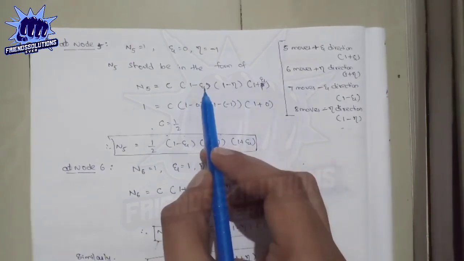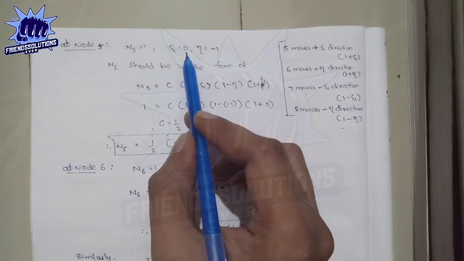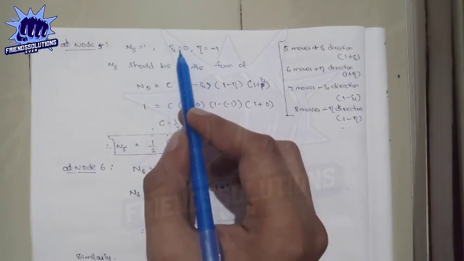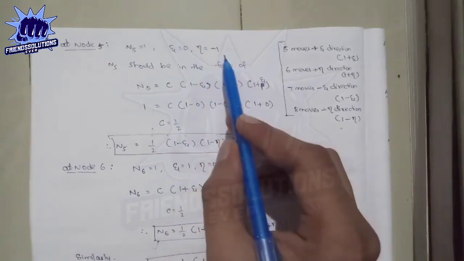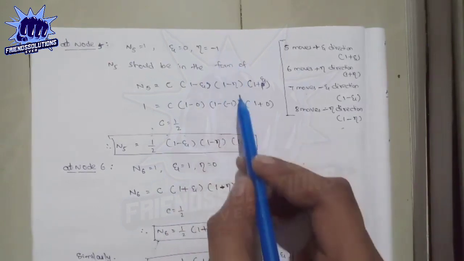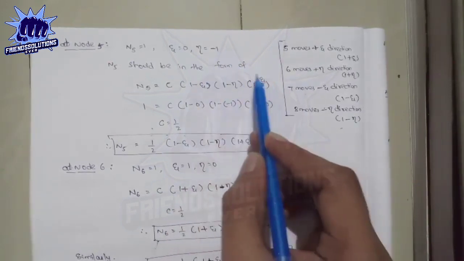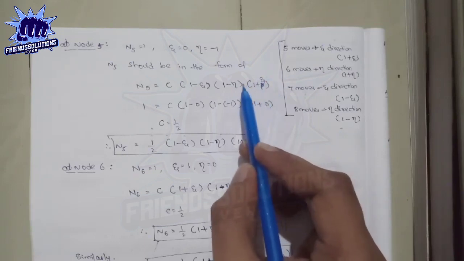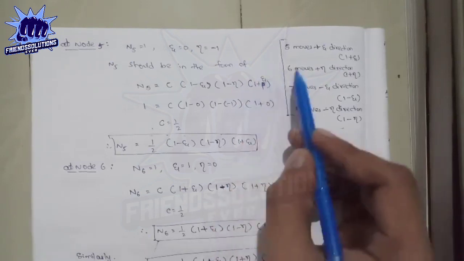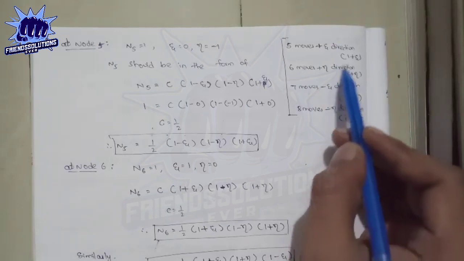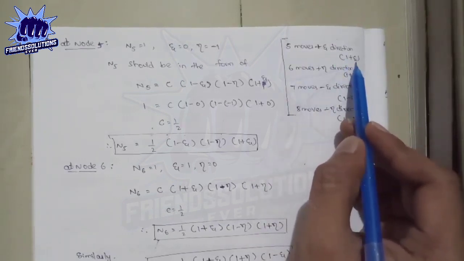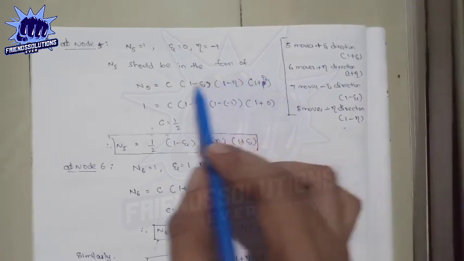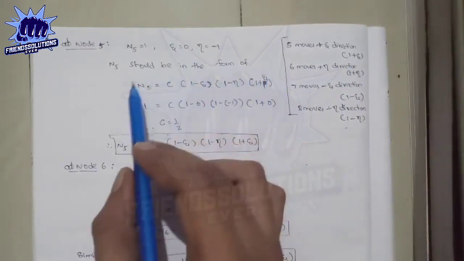Here, for (1 minus xi), if 0 is there, then you should keep minus, so minus is automatically used. And here one extra factor is multiplied. How does it come? It comes from this logic: for the fifth node, 1 plus xi. So (1 plus xi) is multiplied here. So the formation of the equation is done.